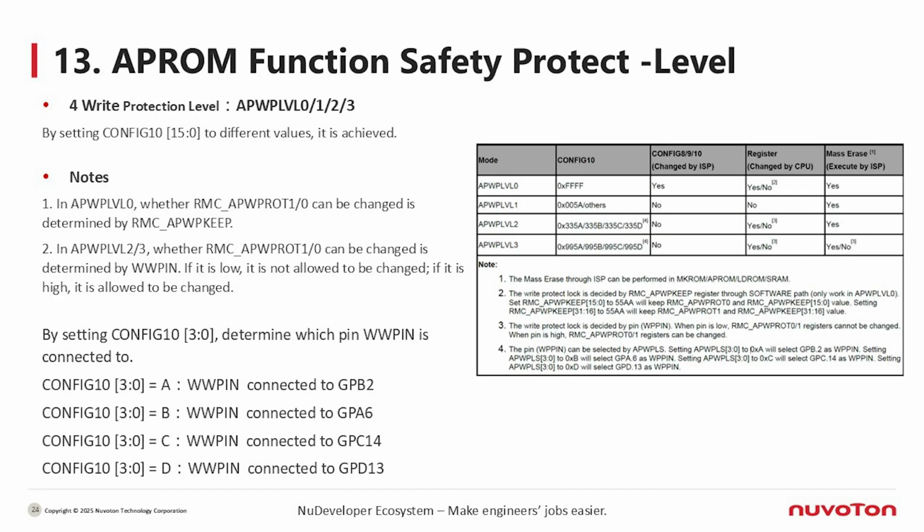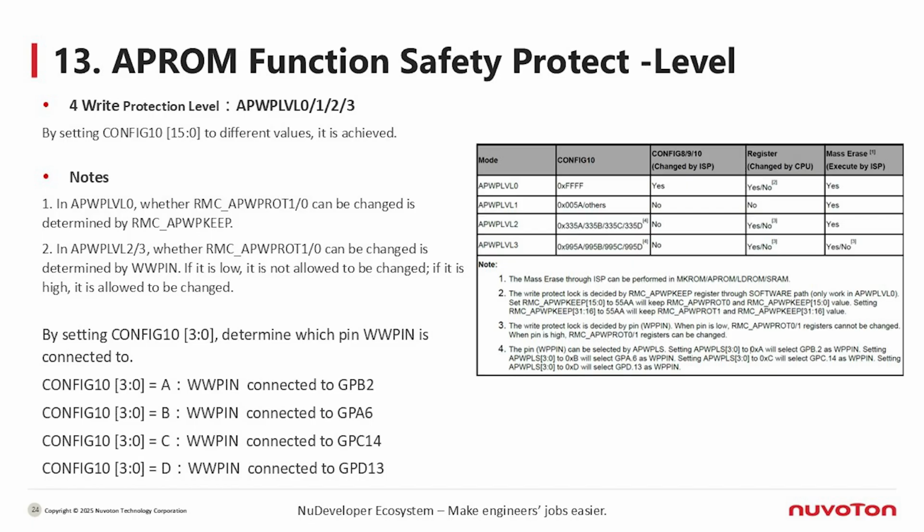It consists of 4 protection levels as shown in the figure on the right. They are APWP Level 0, APWP Level 1, APWP Level 2, and APWP Level 3. These levels are achieved by setting the config 10 register to different values. There are 2 points that need to be particularly noted.